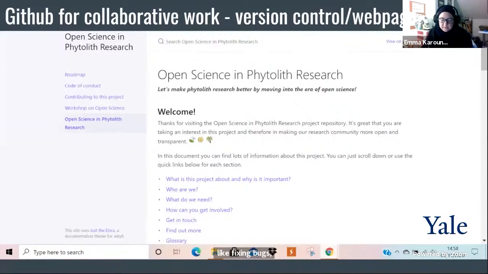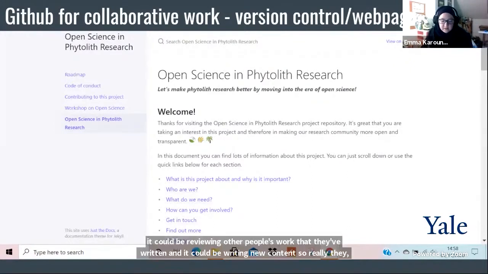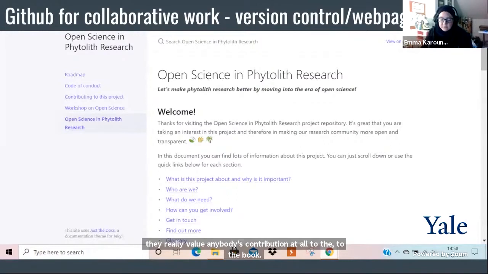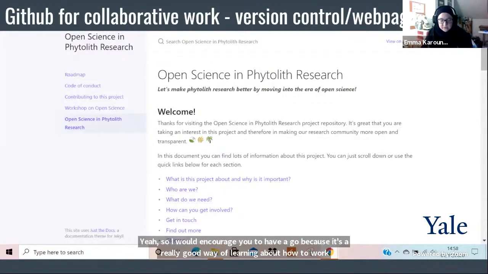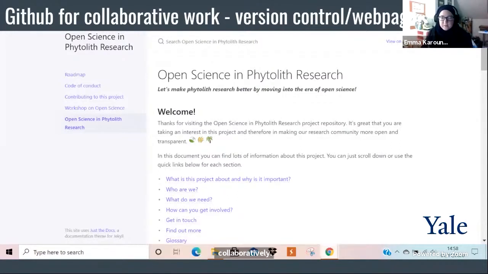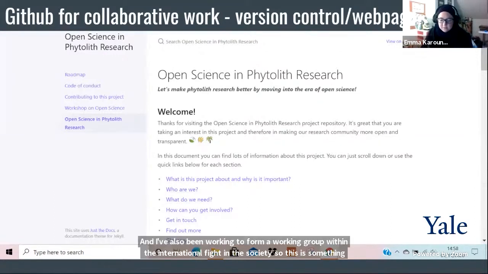I've also been working to form a working group within the International Phytolith Society. This is still in the process of happening, and it's to work on improving the FAIRness of phytolith data. We're currently also in the process of trying to apply for some funding to develop subject-specific FAIR guidelines, specifically looking at existing data sets and how those could be used and reused by other people, and particularly, for me, made more findable and accessible.